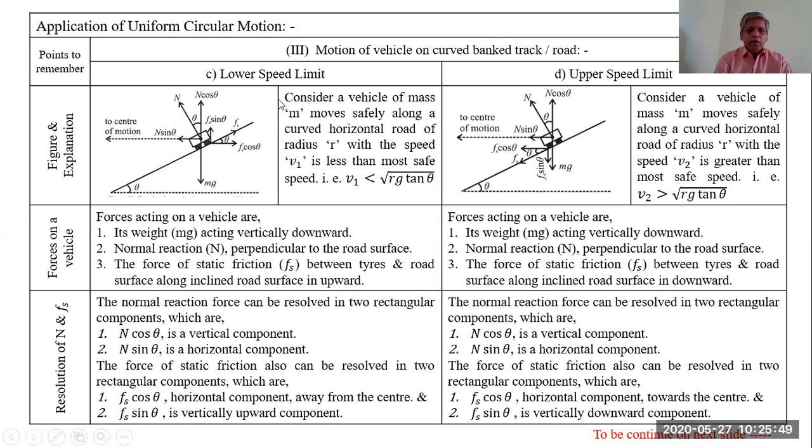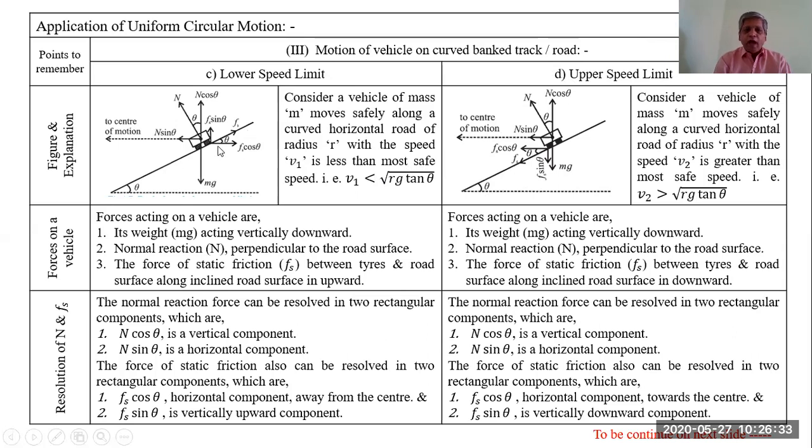Here, in the left side's column, we explain the lower speed limit of the vehicle. And on the right side, I explain the upper speed limit, that is the maximum speed limit. The same curved banked road is given in both the cases. In both the cases, we obtained the expression for most safe speed as square root of rg tan theta.